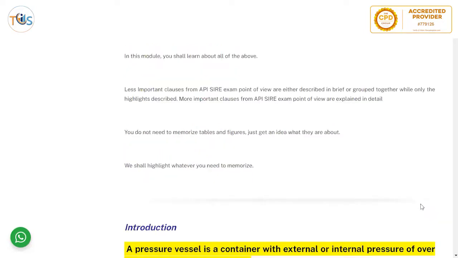Less important clauses from the API SIRE exam point of view are either described in brief or grouped together, while only the highlights are described here. More important clauses from the API SIRE exam point of view are explained in detail. You do not need to memorize tables and figures, just get an idea of what they are about. We shall highlight whatever you need to memorize.